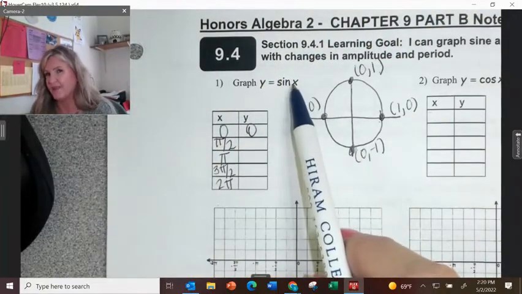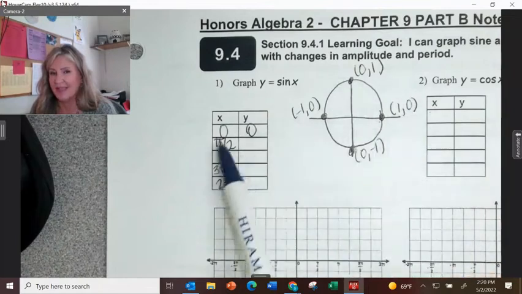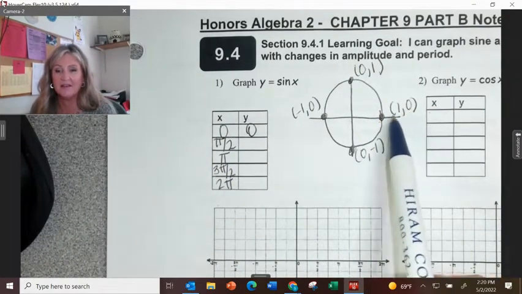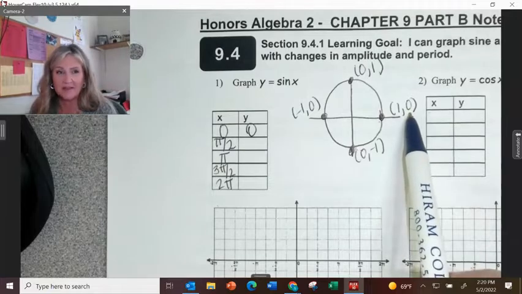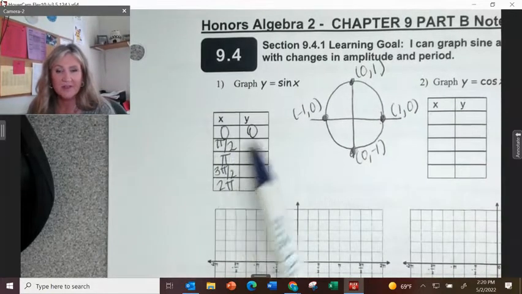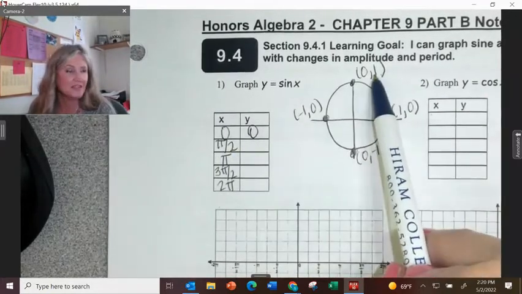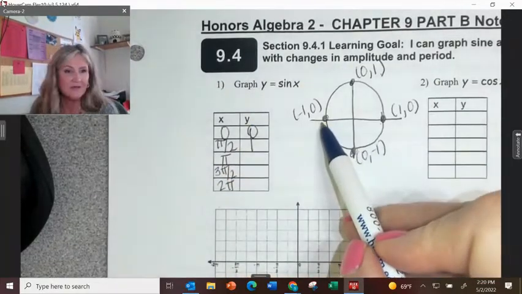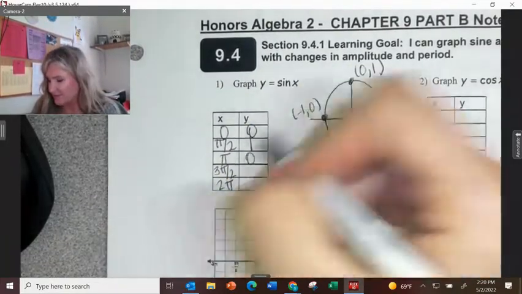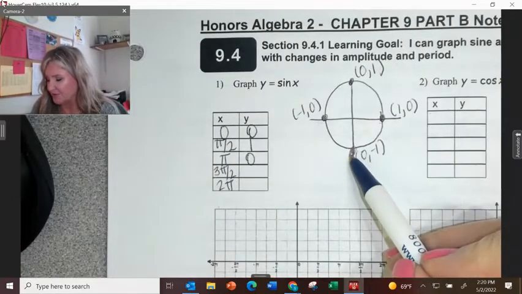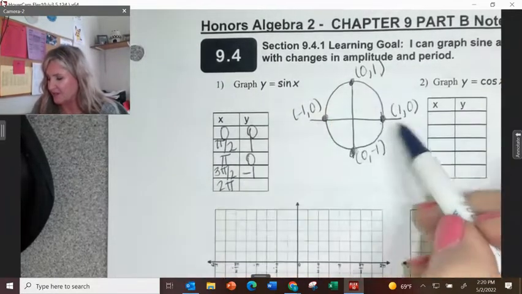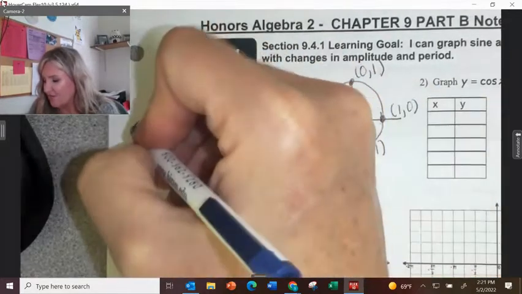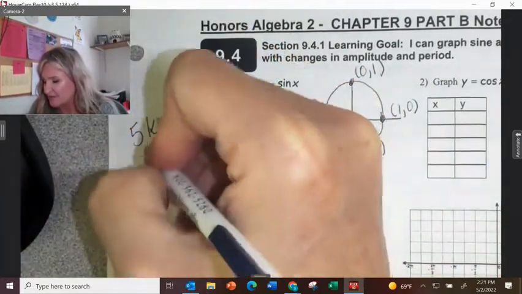That's x equals 0. That's the angle. X is the angle. So when the angle is 0, what is the sine? When I have a point, the sine is the y value. Okay, at pi over 2, what is the sine going to be? 1. At pi, what's the sine of pi? 0. What's the sine of 3 pi over 2? And what's the sine of 2 pi? These are called the 5 key points for sine.